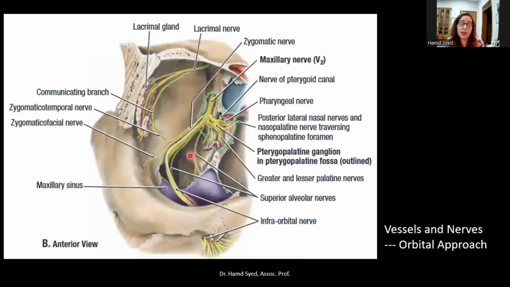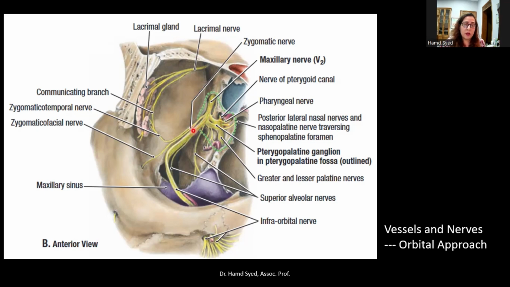Now looking at the same orbital region, but now with the structures which are present in the pterygopalatine fossa. So here we can see the maxillary nerve, which remember is the second branch of the trigeminal nerve. This maxillary nerve is passing through the foramen rotundum to enter the pterygopalatine fossa. And also we can see over here the nerve of the pterygoid canal, and the pharyngeal nerve. These are passing through the pterygoid canal and pharyngeal canals respectively.